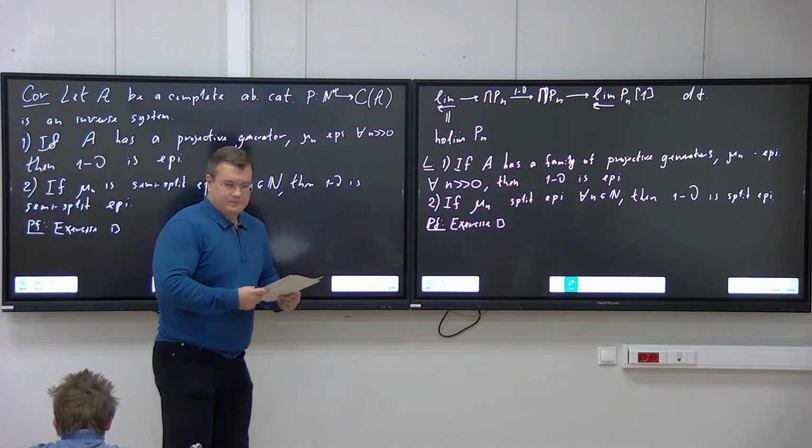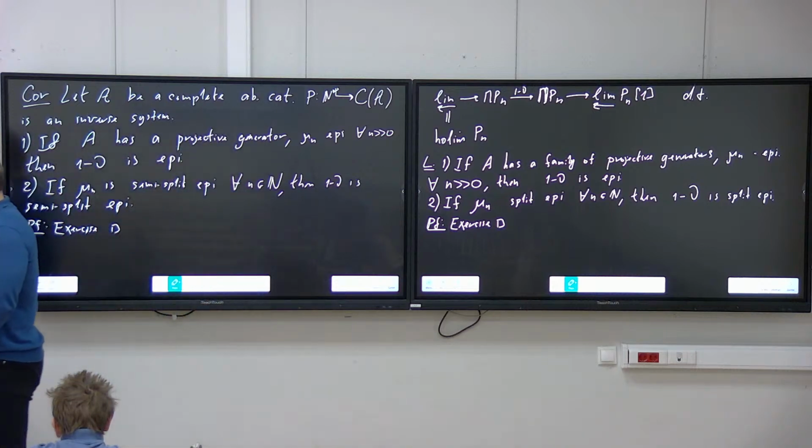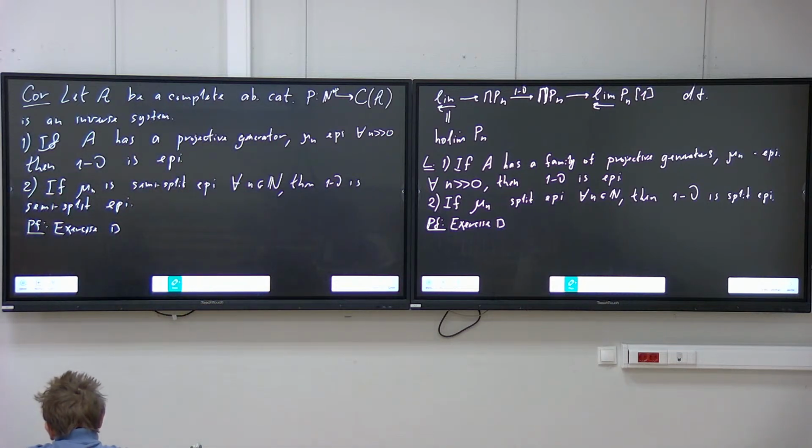Excuse me, what is semi-split? Well, it means that you have an epimorphism, right? And you have a map in the other direction, such that the composition is identity, but the map in the other direction is not a map of complexes, it's only a map of graded objects. So you have the map in each level, but this map doesn't commute with the differential.